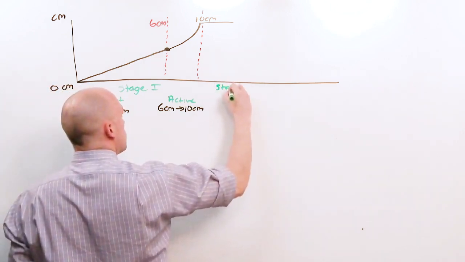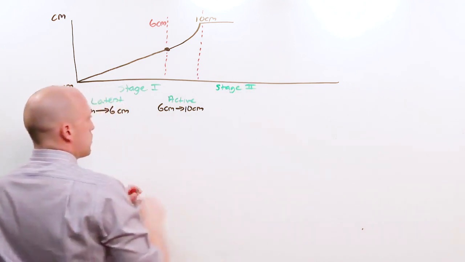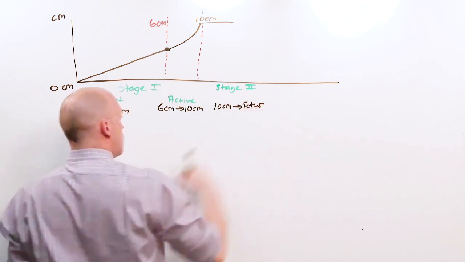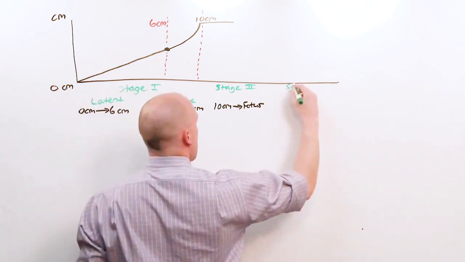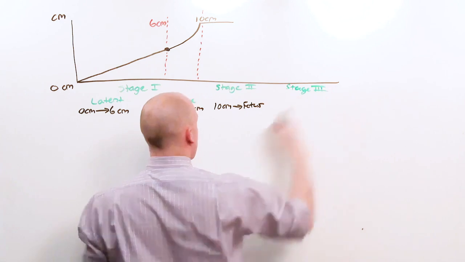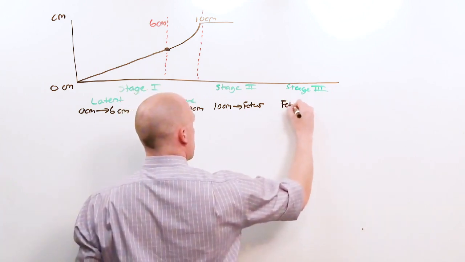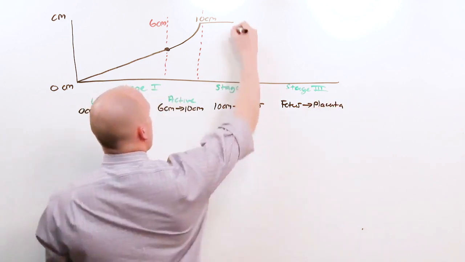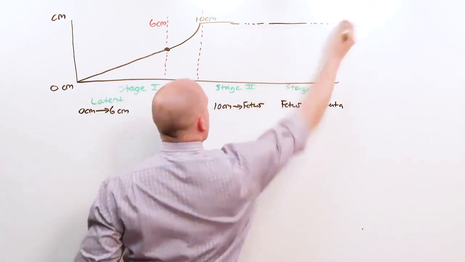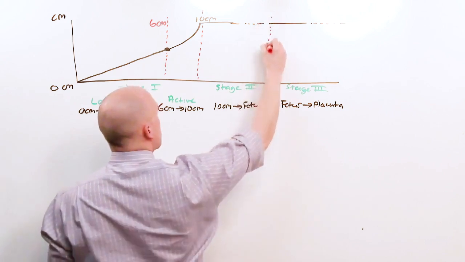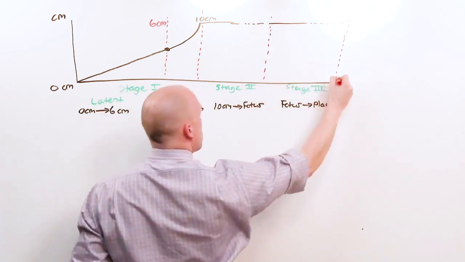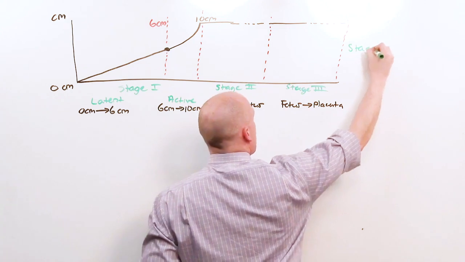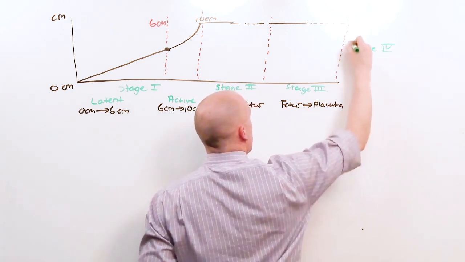Stage 2, from maximal dilation of 10 centimeters to the delivery of the fetus. And stage 3, delivery of the fetus to delivery of the placenta. And even though it's technically not a stage, I like to use it to remind us that there's still care that needs to happen after delivery is over. Stage 4 is the end.